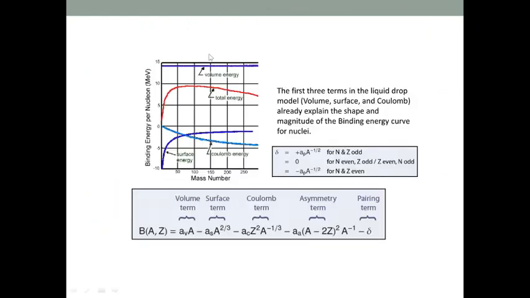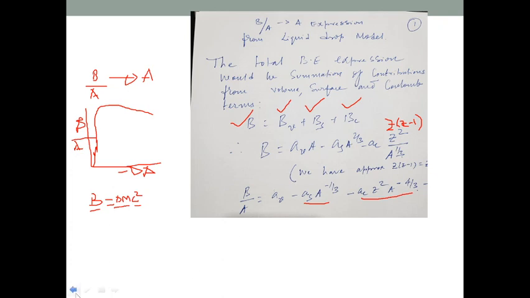Now let's plot these individual terms. What I'm trying to do now is take A on the x-axis and B by A on the y-axis and plot the individual terms. For example, first I'll draw A_V. A_V is a constant, so this graph will be constant like this. Then I'll plot this term, then this term, and then take the summation of all three and see whether I'm able to get the graph of B by A versus A or not.